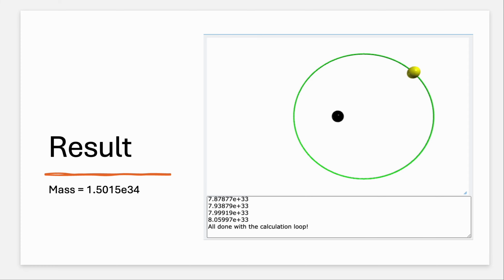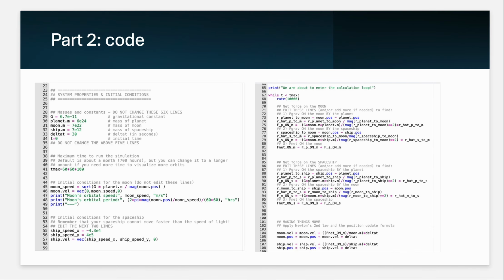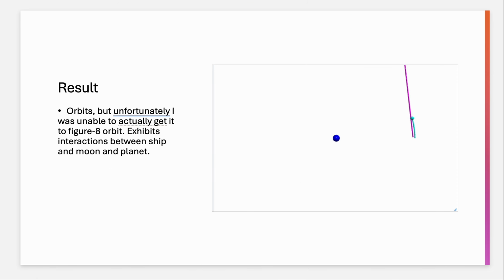This was the result, and for the mass I got 1.5015e34, which was found by averaging all of those values. And then for part 2, this was the code. These were my initial conditions, and then these were the formulas that I input to create the orbit. And then my result for this, it did orbit, and it exhibited the necessary interactions.